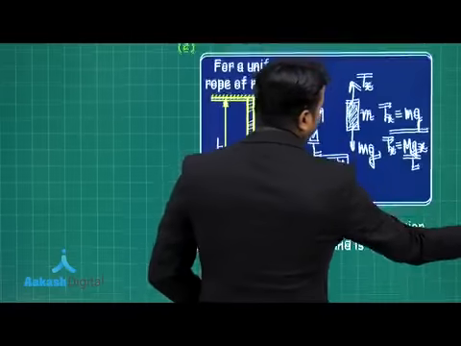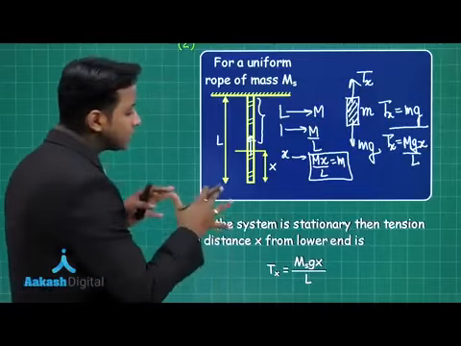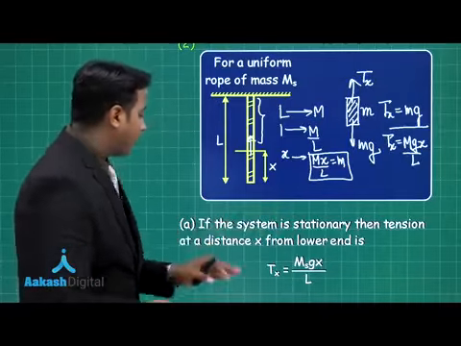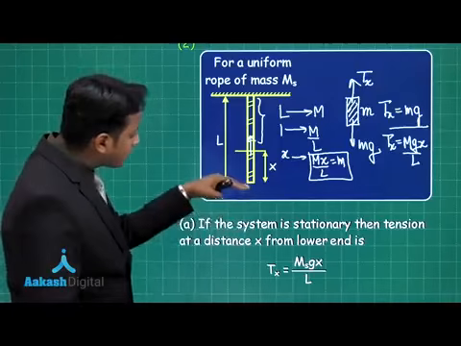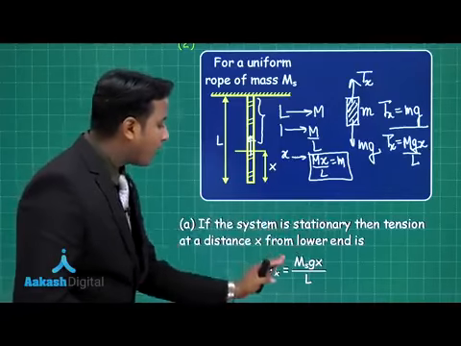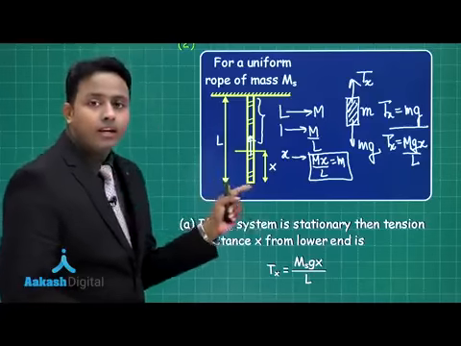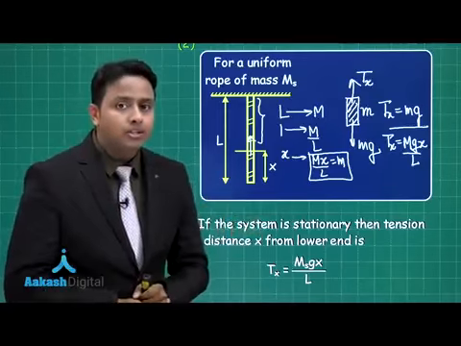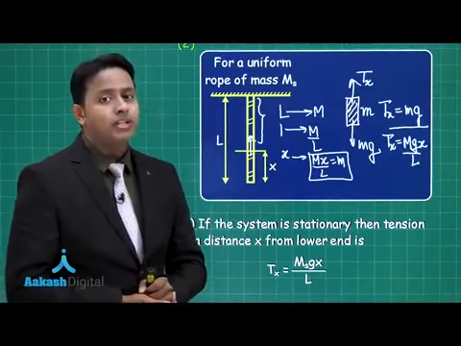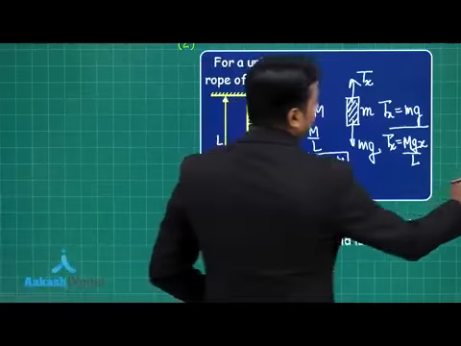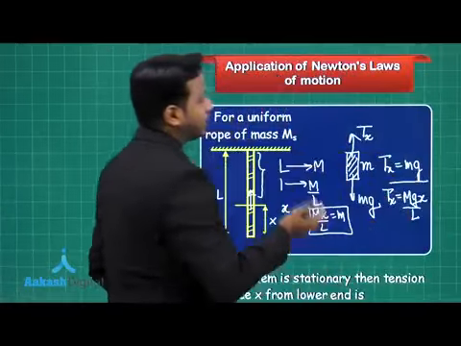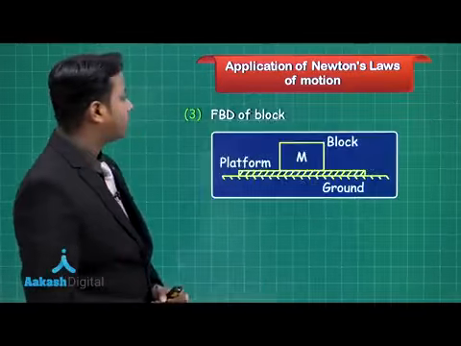So ultimately what we have obtained over here is, if the system is stationary, then tension at a distance x from the lower end is equal to Mgx by L. I hope this is pretty clear, and the idea and the concept of application of free body diagram is very clear to you. So these are the two cases which we have discussed. Let's move ahead. The third case.